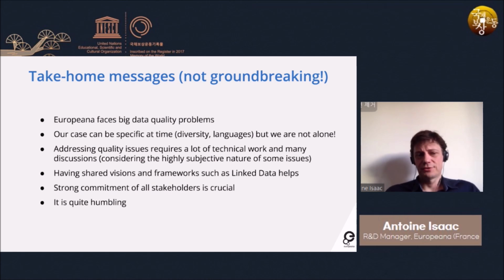Well, that's a bit repeating what I've already said. The strong commitment of everyone is crucial. And finally, all this is quite humbling. We are making progress, but this is really step by step. The steps are not very big. It requires a lot of time, and everyone needs to be aware of this when trying to manage those data quality issues.